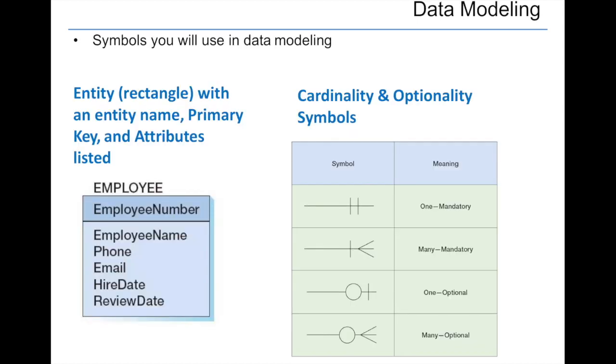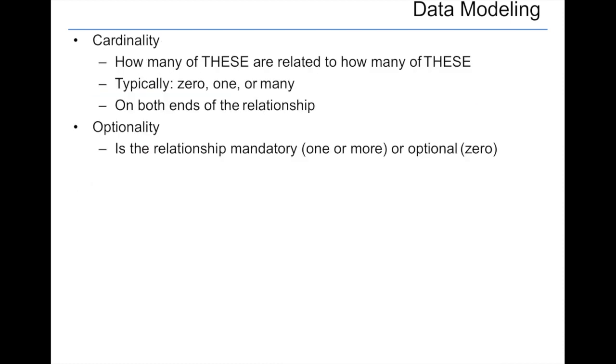Okay, now we're going to take a look at data modeling. And here are some of the symbols that you'll use with data modeling. We have the entity with an entity name, the primary key, and the attributes. So the entity name sits on top of the box, and then we have the primary key, and then the attributes in the lighter shaded area. And then we also have cardinality and optionality symbols. We'll talk about those now.